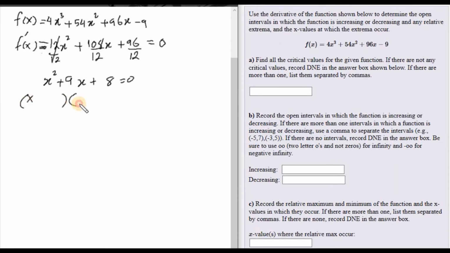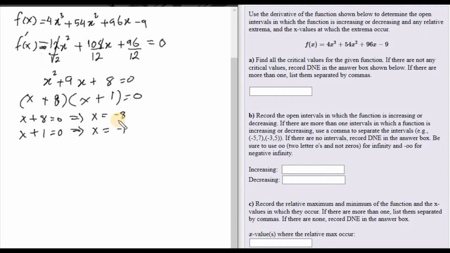I will have x, and x, I'm looking for two numbers. Their product is 8 and their sum is 9, and those values are 8 and 1. 1 times 8 is 8, 1 plus 8 is 9. I'm going to solve each factor. x plus 8 equals 0. That will lead to x is equal to -8, and this is the first critical value. The second critical value, x plus 1 equals 0, that will give me x is equal to -1. So the critical values are -8 and -1.